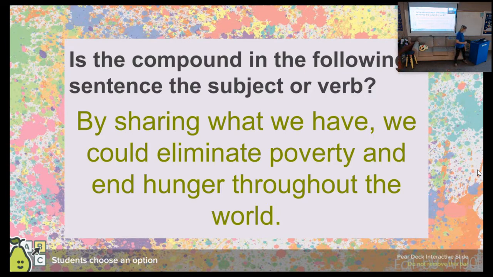Thank you. Now, you guys, this is what's called a gerund. It looks like a verb, but it functions as a noun. So this, sharing what we have, is actually the object of the preposition by.